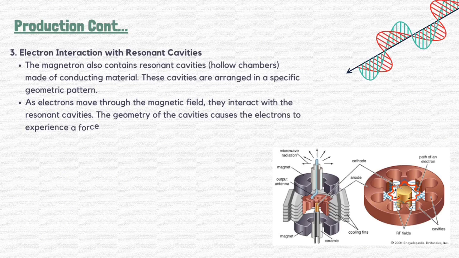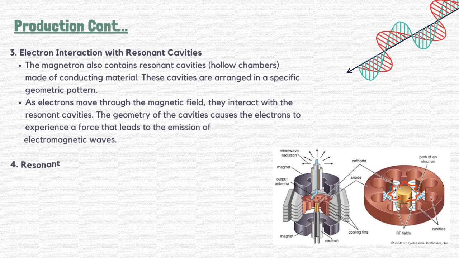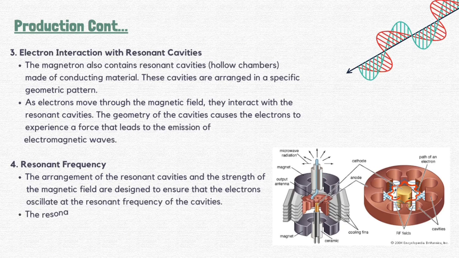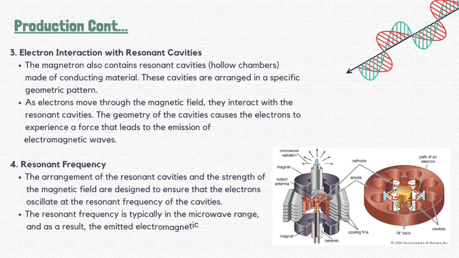The geometry of the cavities causes the electrons to experience a force that leads to the emission of electromagnetic waves. Resonant frequency. The arrangement of the resonant cavities and the strength of the magnetic field are designed to ensure that the electrons oscillate at the resonant frequency of the cavities. The resonant frequency is typically in the microwave range, and as a result, the emitted electromagnetic waves are microwaves.